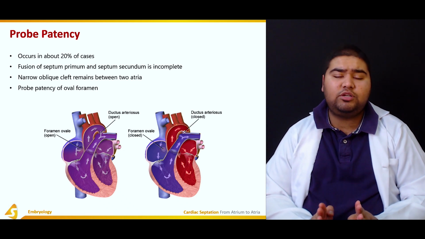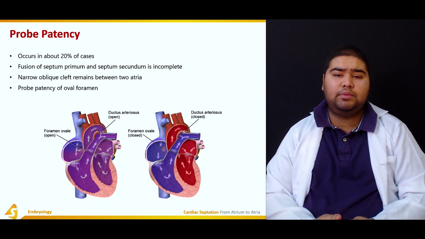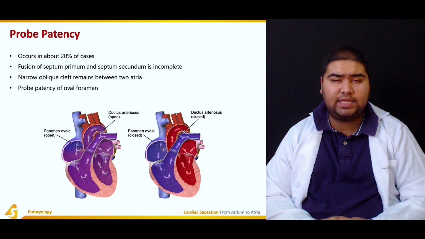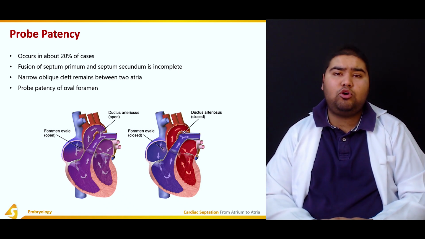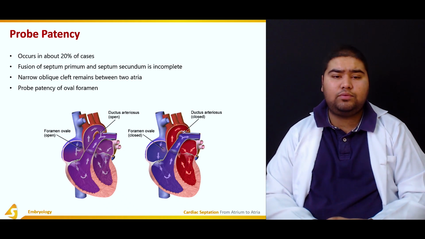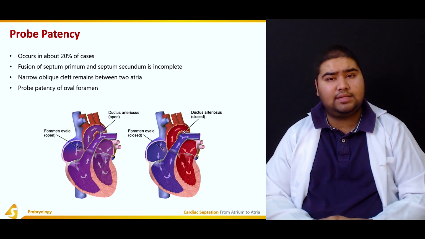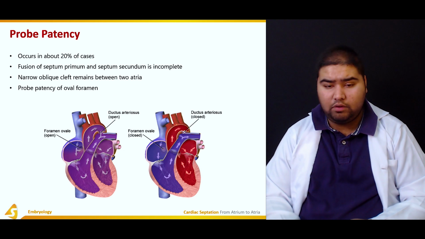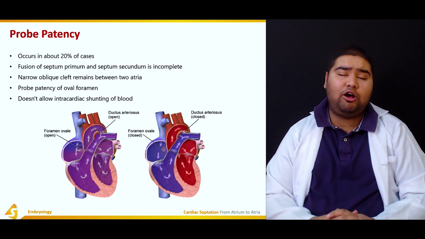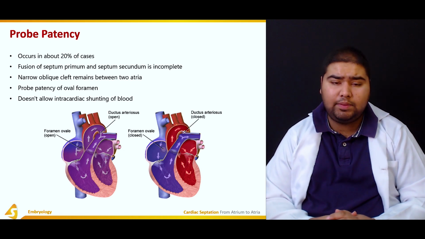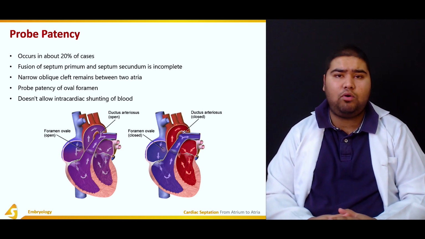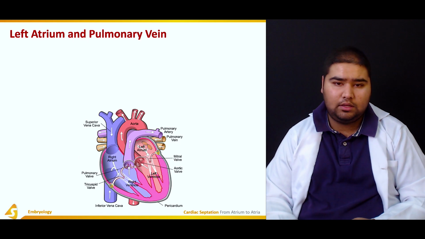So, the fusion between the septum primum and the septum secundum is incomplete. As a result, there is a narrow oblique cleft between the two atria, and this is known as the probe patency of the oval foramen. It does not, however, allow the intracardiac shunting of blood because it's a very narrow oblique cleft.